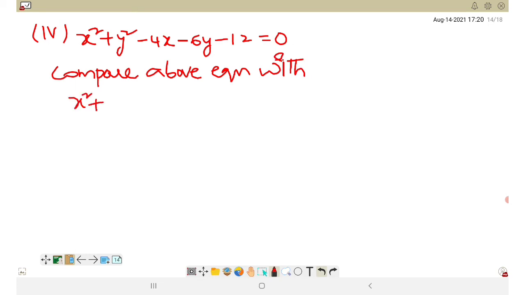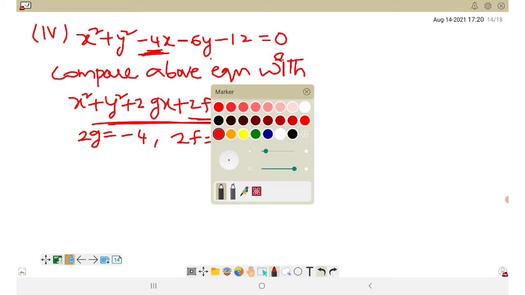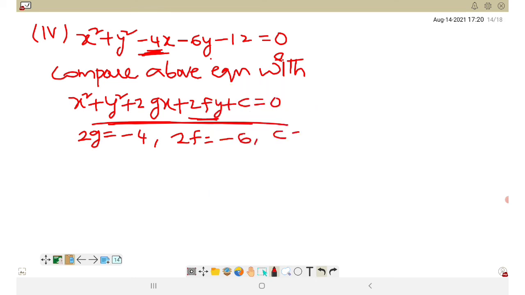x square plus y square plus 2gx plus 2fy plus c is equal to 0. Comparing like terms of the given circle with the general equation, the x coefficient is 2g here and minus 4 there, the y coefficient is 2f here and minus 6 there, and c is equal to minus 12. So 2g is minus 4, g is equal to minus 2, and 2f is minus 6, f is equal to minus 3.